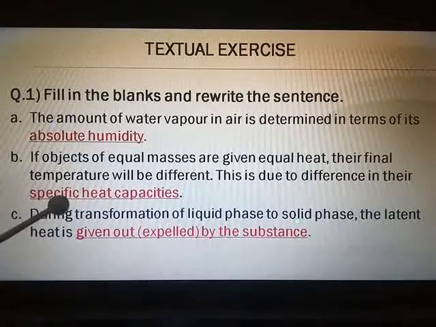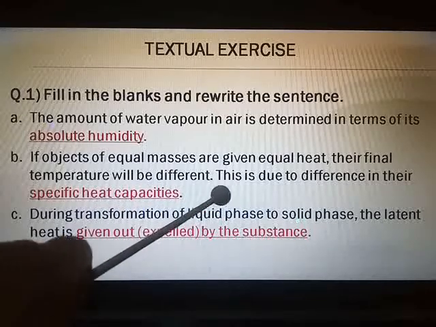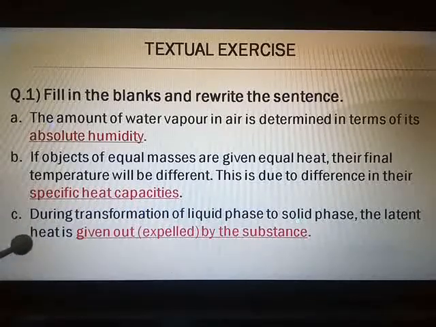Third, very simple: during transformation of liquid phase to solid phase, the latent heat is given out, it is released by the substance. I hope you do not have any difficulties with question number 1. Question number 2 and question number 5 are very important because they are questions based on graphs, and you can assume that such types of questions are going to be asked in the board exams if it is online.